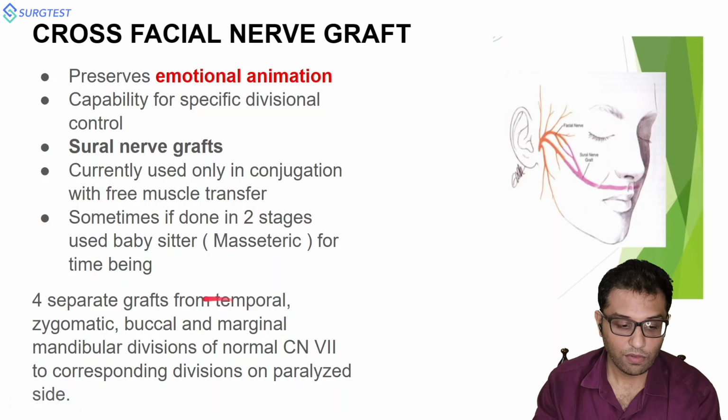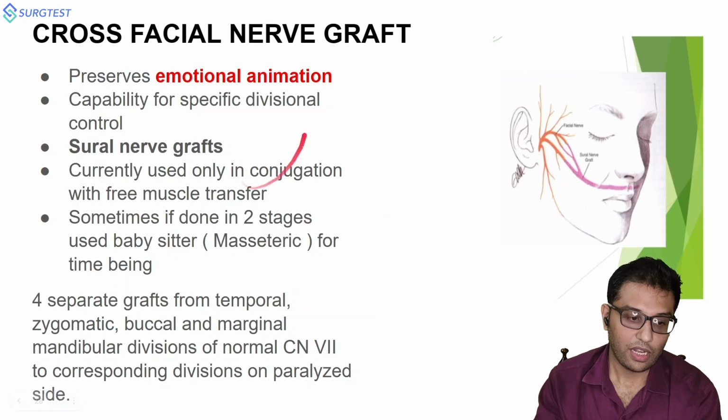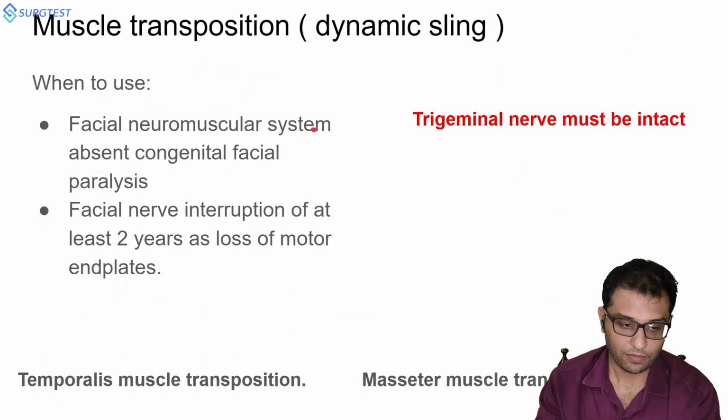So four separate grafts from temporal, zygomatic, buccal, and marginal mandibular divisions of the normal cranial nerve 7 to the corresponding divisions of the paralyzed side are taken. That is what I explained. So this slide is self-explanatory for cross facial nerve grafting.